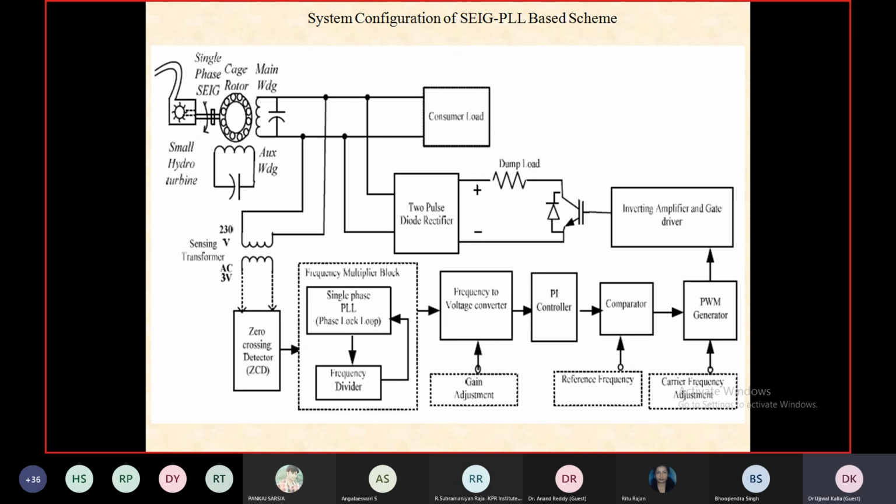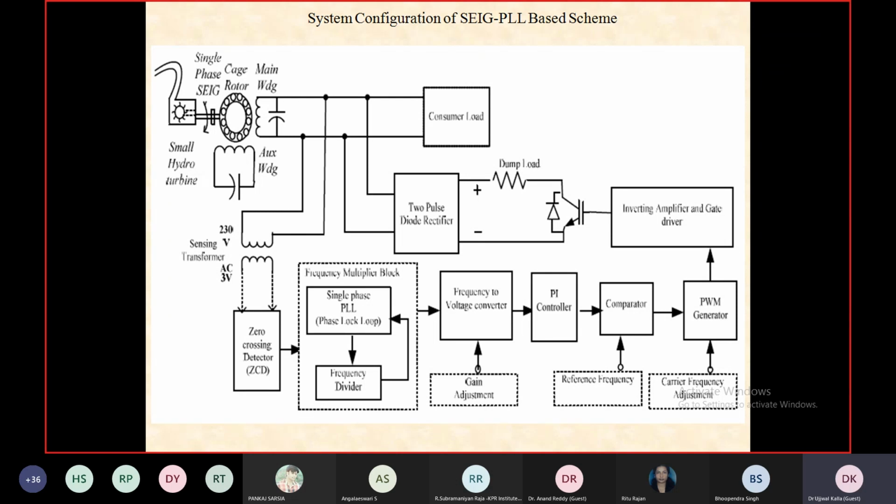So the value of the capacitor connected across the auxiliary winding will decide the no load voltage of the main winding. We select the capacitor for our auxiliary winding in such a manner that the rated voltage is induced across the main winding at no load.